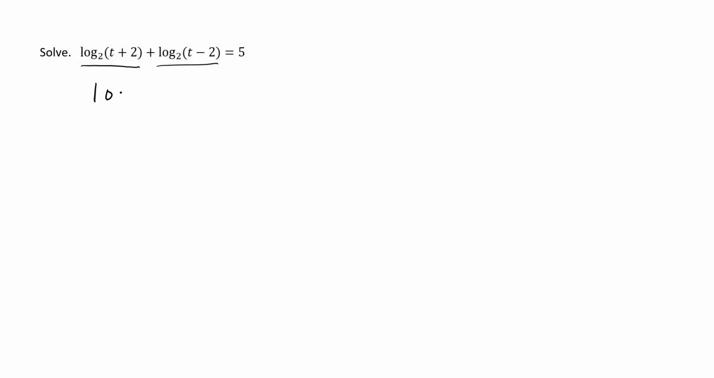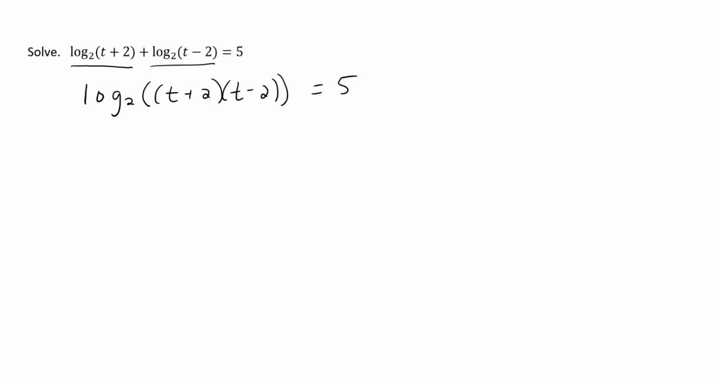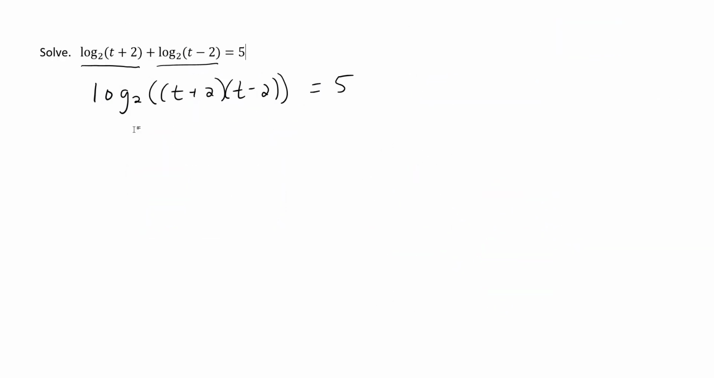So I can say this is logarithm base 2, and I will have my t plus 2 times my t minus 2, and then this will equal 5. So I have just used the product rule to bring these together to one term. At this point, you have one logarithm term on the left, and we can take this logarithm equation and change it to exponential form. So it'll be 2 to the 5th.